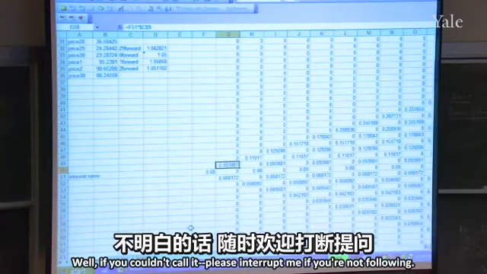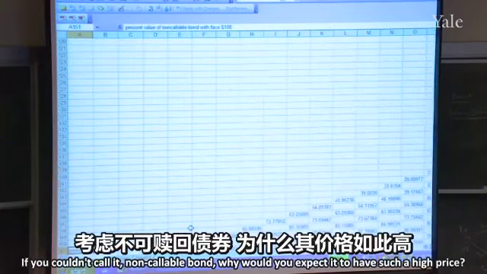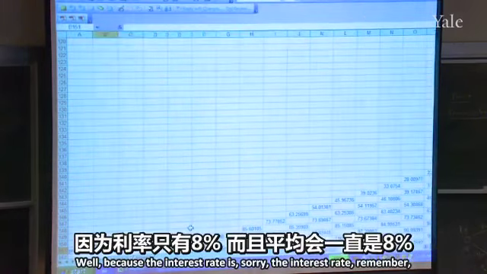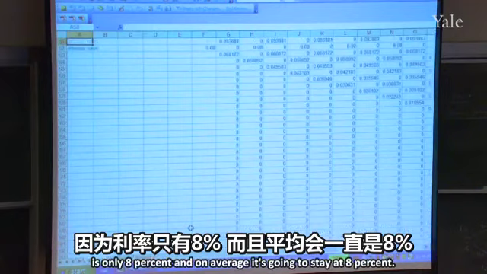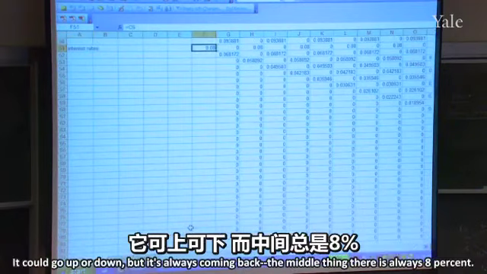Well, if you couldn't call it, please interrupt me if you're not following. If you couldn't call it, a non-callable bond, why would you expect it to have such a high price? Well, because the interest rate, remember, is only 8%. And on average, it's going to stay at 8%. It could go up or down, but it's always coming back. The middle thing there is always 8%.